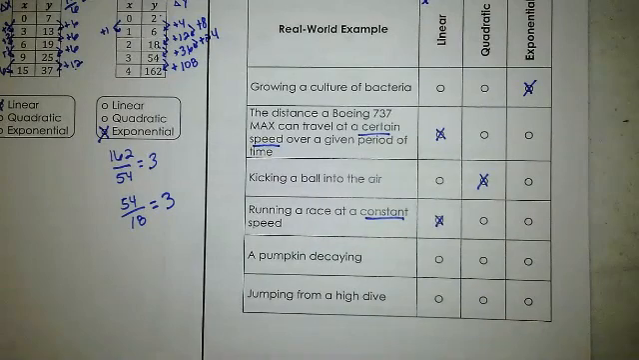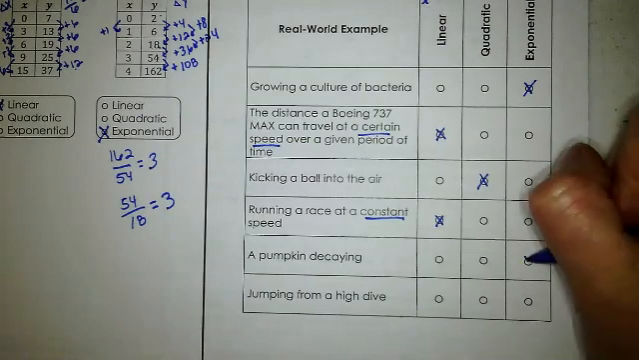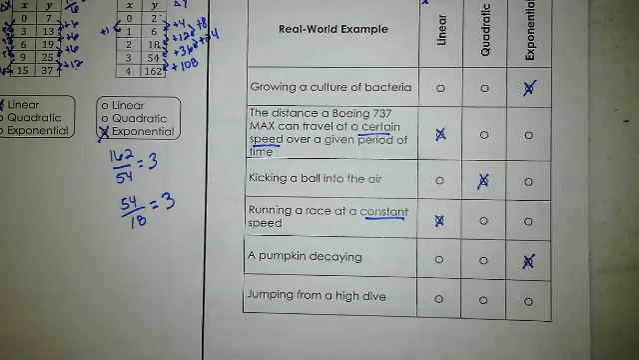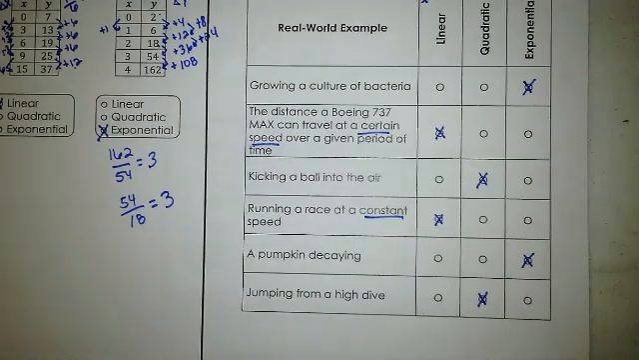A pumpkin decaying, it's not going to be taking away the same amount of pumpkin each time. It's not an object that's flying, so it's going to have to be exponential. Jumping from a high dive, so you're not going to be moving at the same speed. Anything that's flying or jumping or throwing or launched, that's always going to be quadratic.